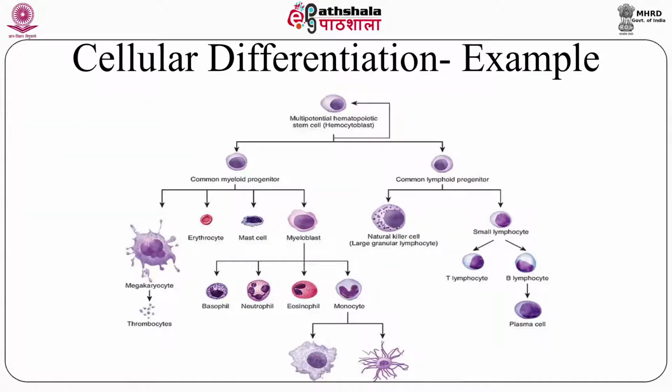You can see a hematopoietic stem cell giving rise to common myeloid progenitor and common lymphoid progenitor, ultimately leading to the formation of a multitude of cell types including basophils, neutrophils, eosinophils, monocytes, B lymphocytes, T lymphocytes, natural killer cells, and macrophages and dendritic cells, and even platelets. If you see all these cells, they carry specific functions and they are different from each other. For example, platelets are involved in blood clotting, lymphocytes are involved in immune defense, and erythrocytes are involved in carrying oxygen to the peripheral tissues from the lungs.